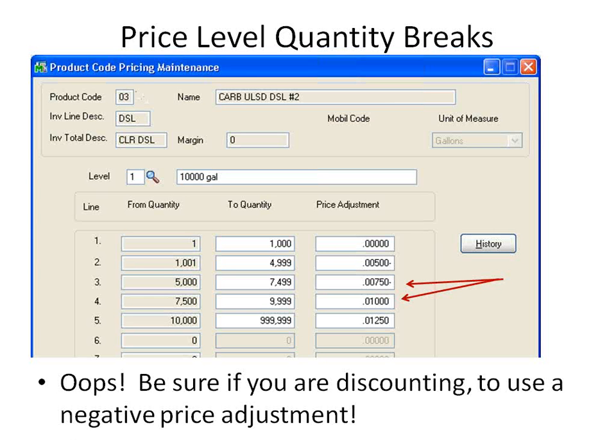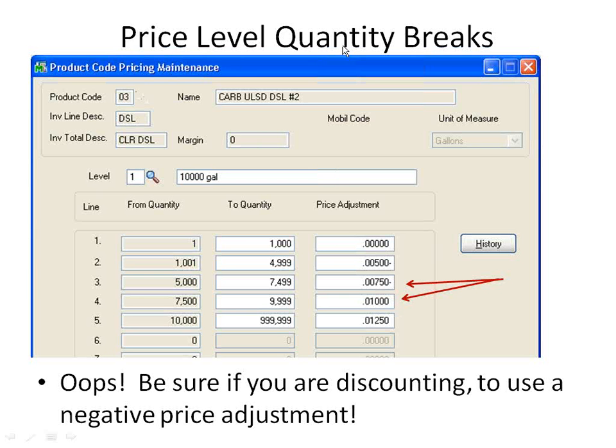And you really want to watch your setups because from 7,500 to 9,999, I'm going to charge him an extra penny because I forgot the minus sign. So when you're using quantity breaks, when you're doing this to discount the products, be sure you're watching those symbols to make sure that you're doing what you want to be doing.